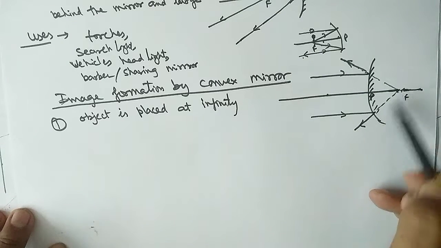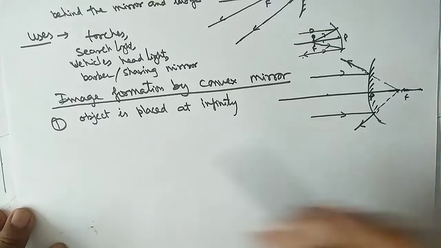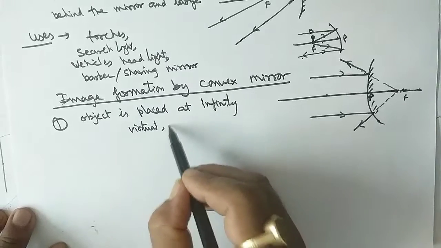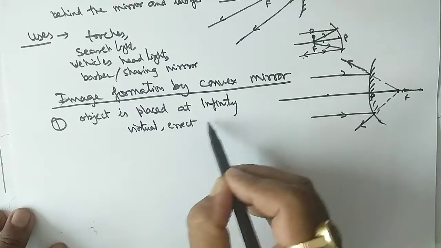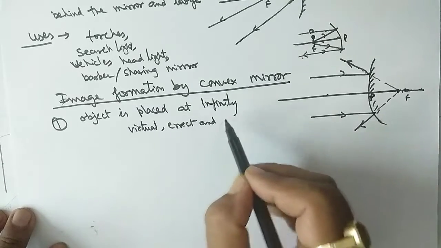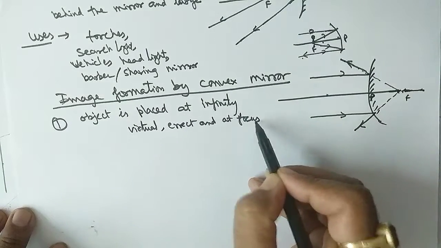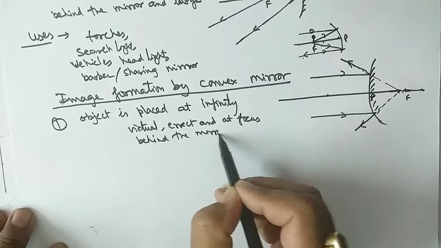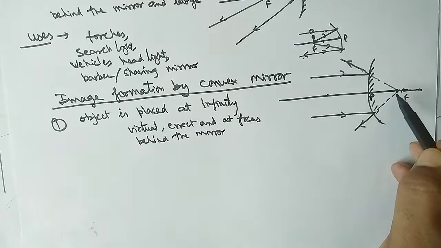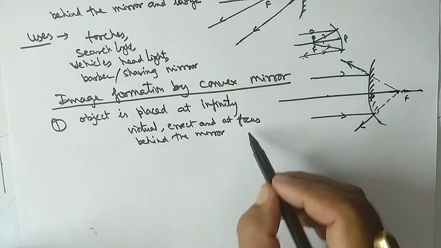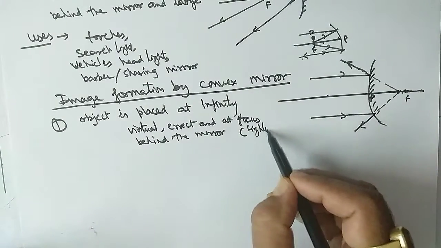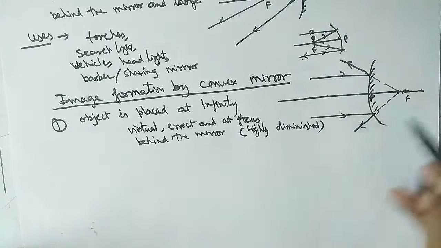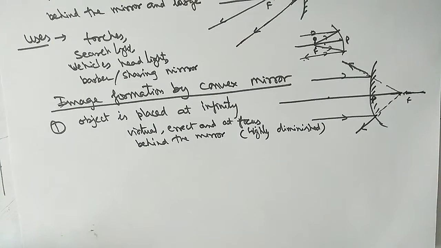We are only considering it, so it is imaginary. So which type of image? That is virtual, erect, and at the focus behind the mirror. And you can see the image is very, very small, highly diminished. A very small image will be formed behind the mirror. That is the first case.